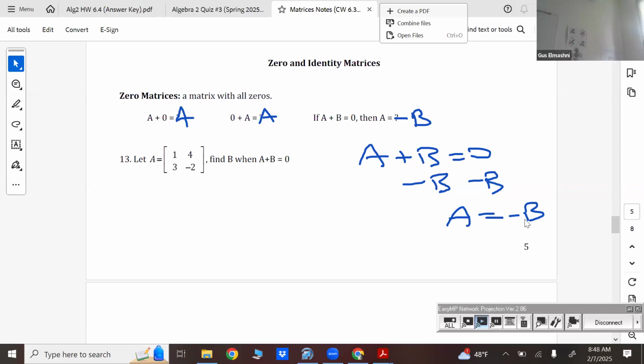All right. Okay, so A equals negative B. So if matrix A is that junk, and you want to find B and A plus B equals 0, then B is simply going to be the negative counterpart of all those numbers.